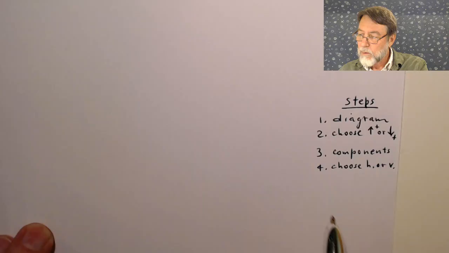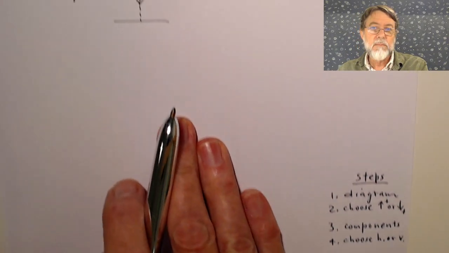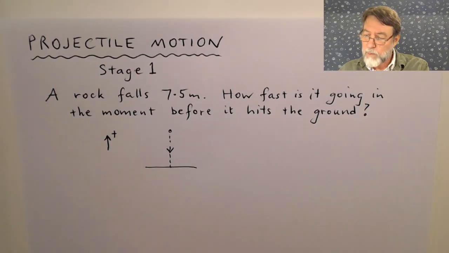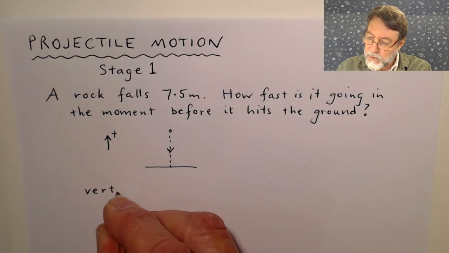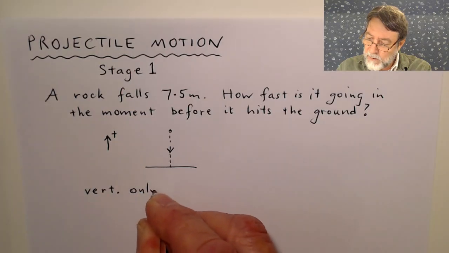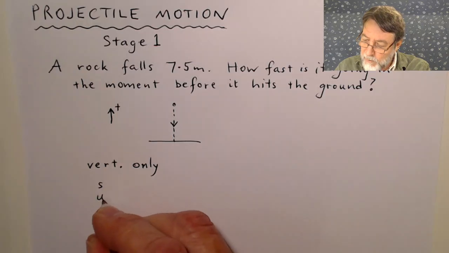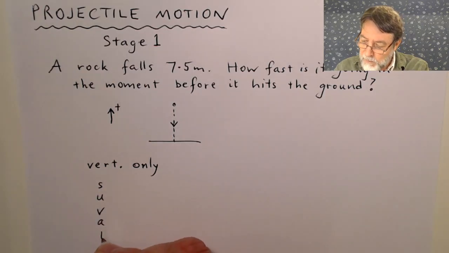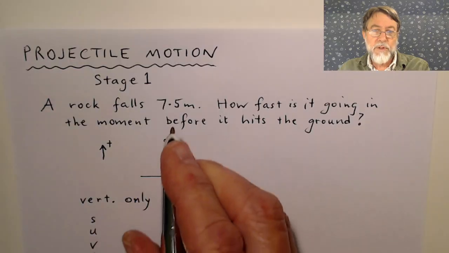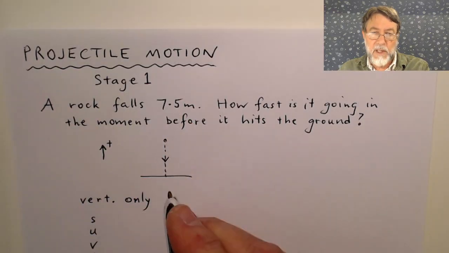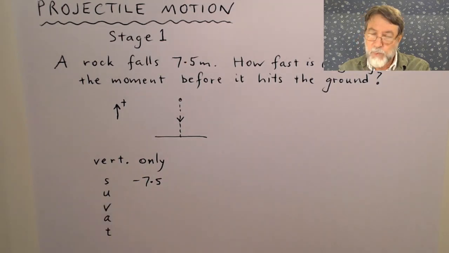Step 4, will I analyse horizontally or vertically? Well, not much choice here, I've just got vertical motion. So vertically, vert only, and there's 5 variables to think about. Now let's look at the question again. Fall 7.5 metres downwards, so that's negative 7.5 metres displacement.